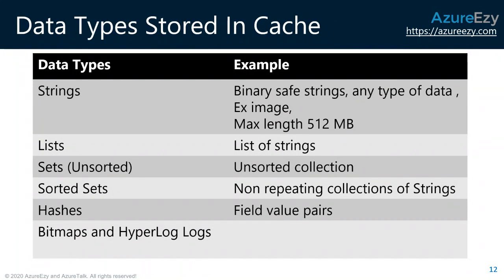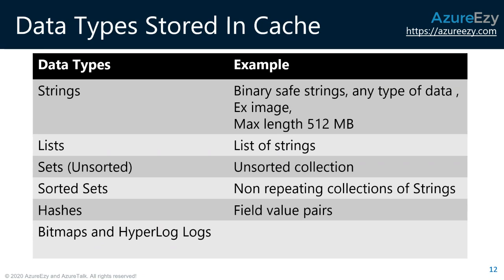Now, in Azure Cache for Redis, what data types does it support? Being a developer, I hope you are very familiar with these terms: what is a string, what is a list, and so on. Azure Cache for Redis supports strings. When we say string, it's a binary-safe string, so any type of data, like any image, JPEG file, PNG file, or anything. But yes, the maximum length for that should be 512 MB.